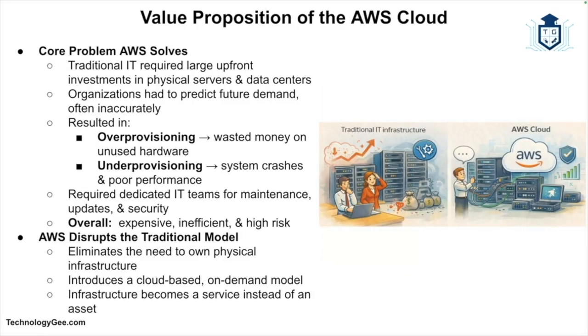All right, so at its core, the AWS cloud exists to solve a problem that organizations have struggled with for decades. That is how to get reliable, scalable, and secure IT infrastructure without spending a fortune up front. Because back in the day, if a company wanted to launch an application, they had to buy physical servers, set up data centers, hire teams to manage them, and then hope they guessed their future growth correctly. Now, if they overestimated demand, then they wasted money on unused hardware. If they underestimated demand, then their systems would crash when traffic increased. So essentially, it was inefficient, expensive, and very risky.